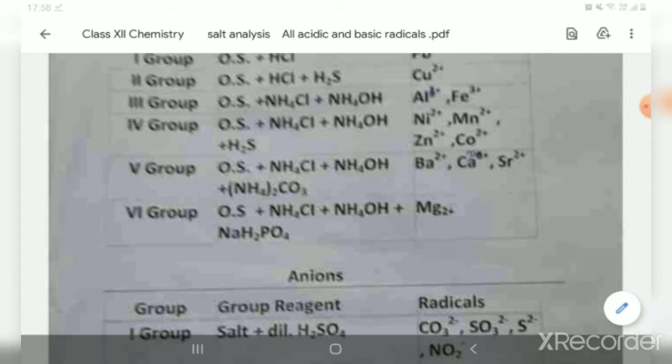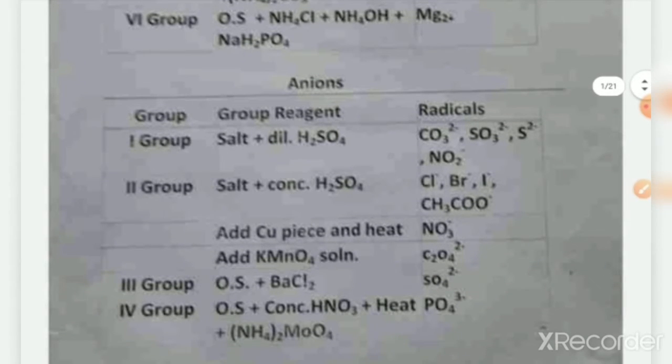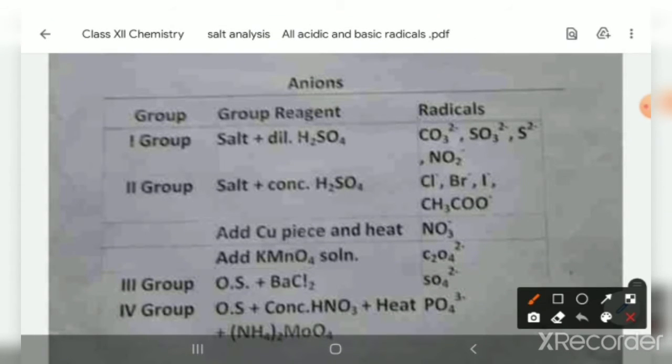And thereafter you also see the anions. Anion means acid radical. So see here, it is also divided into many groups. Group 1 has the carbonate, sulfide and nitrite, and group second has the chloride, bromide, iodide.